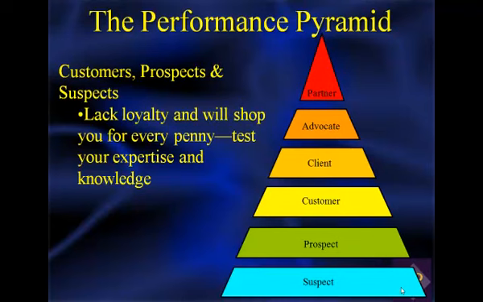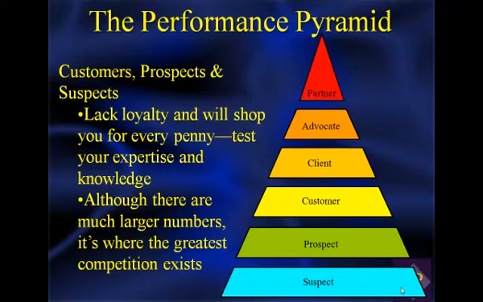Remember, as a suspect and prospect, they haven't bought at all, and as a customer, they've only bought once. And there's no guarantee that they'll ever buy again. So this is where they lack that loyalty. And although this is where the largest number exists, it's also where the greatest competition exists. Everybody can figure out who the suspects are for their product. Everybody can figure out who a prospect is for their product. And along the way, a few people can start to make them customers.